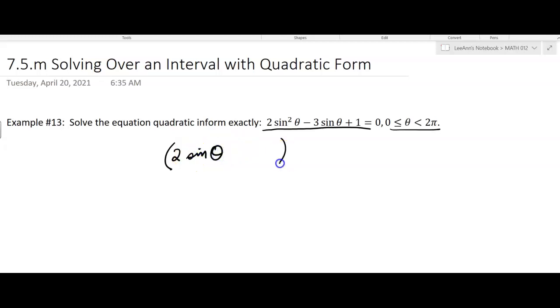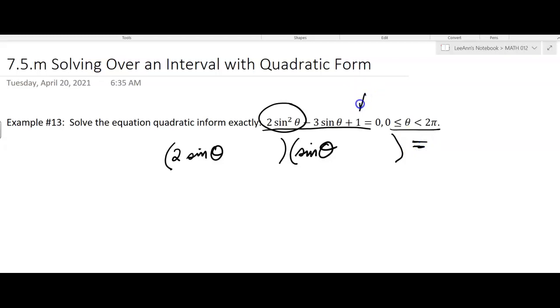So I'm thinking 2 sine theta times sine theta. That would give me my 2 sine squared theta. So I'm just factoring this the way I factor. Now you may factor differently. That's fine. You may use the quadratic formula, or there are other ways to factor.